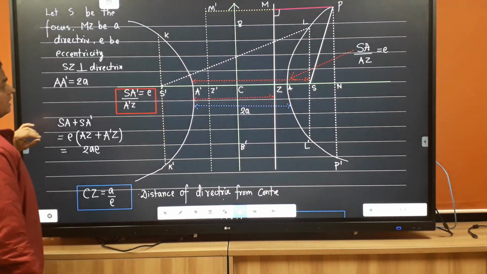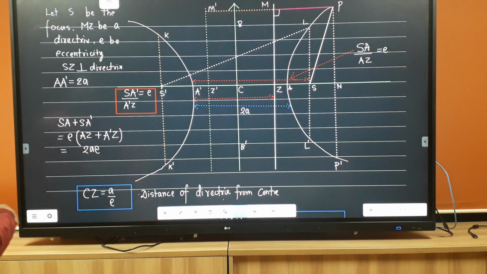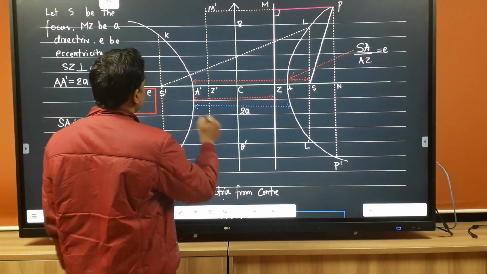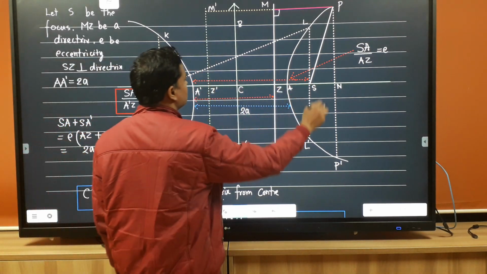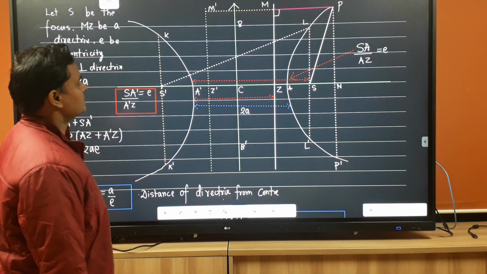this is the detailed diagram of a hyperbola. It seems a bit clumsy, but I will explain it one by one. What is this? The green solid lines are coordinate axes, the y axis and the x axis.